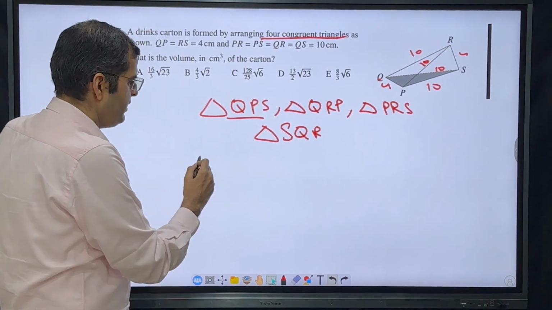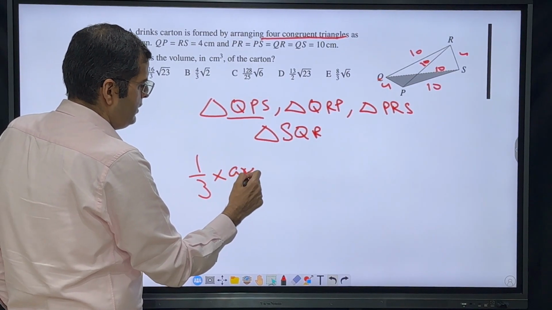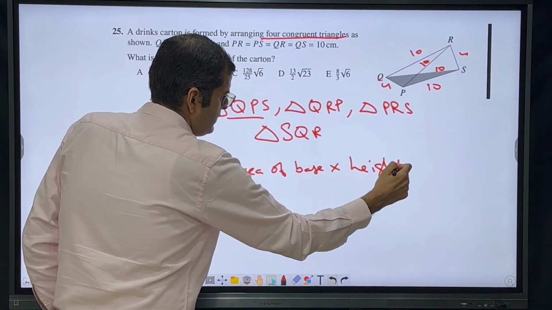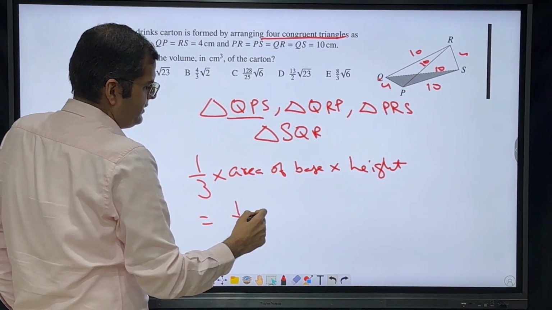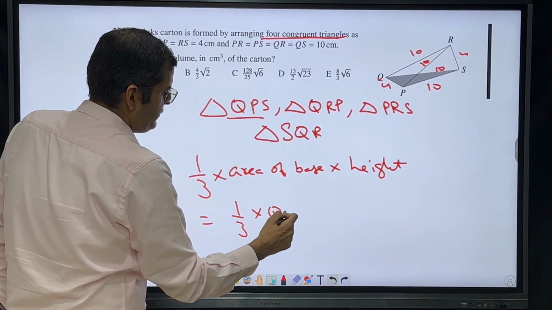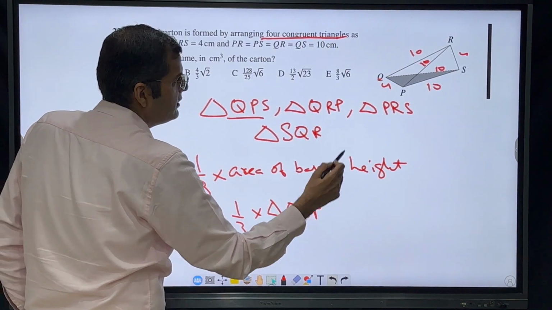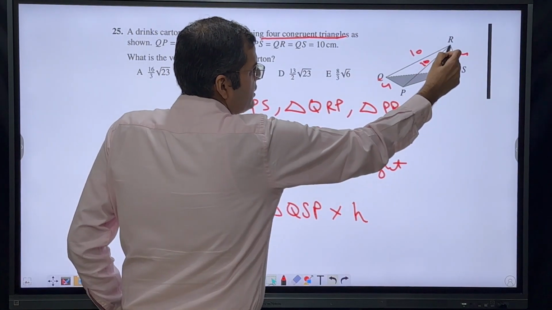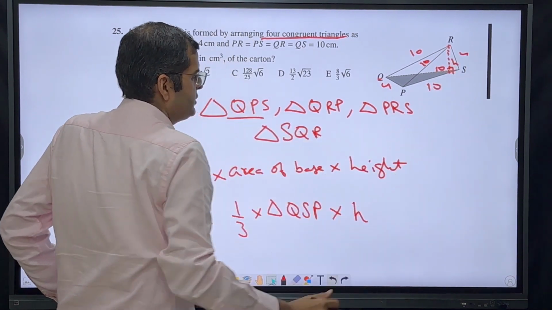What is the volume in a pyramid? We have to find the volume. It is 1 by 3 into area of base into height. Base is QSP, let us assume, so into area of triangle QSP times height H. Let height be H. So H has to be dropped from R on QSP. So here this is H.